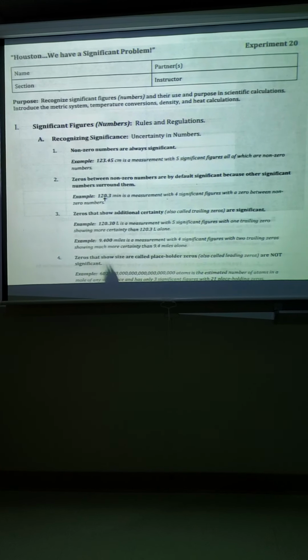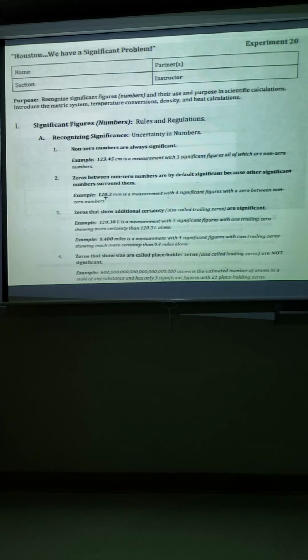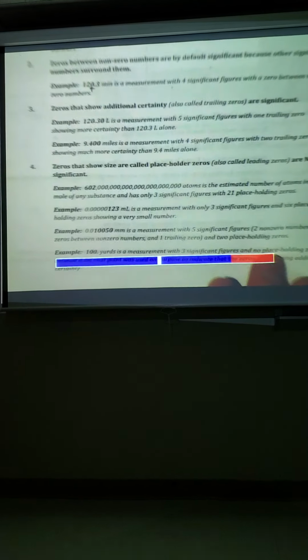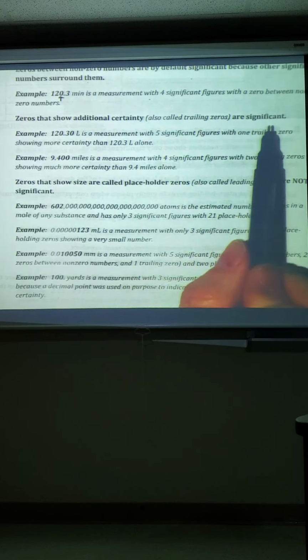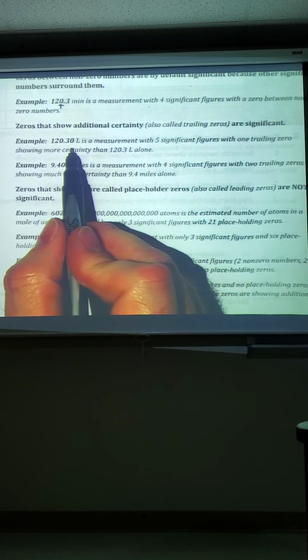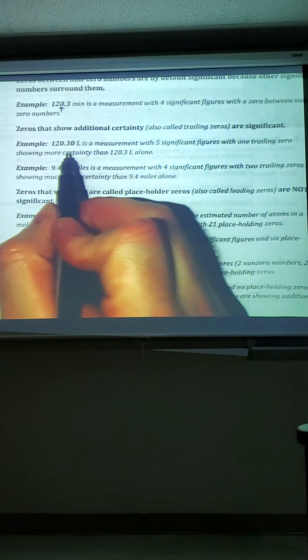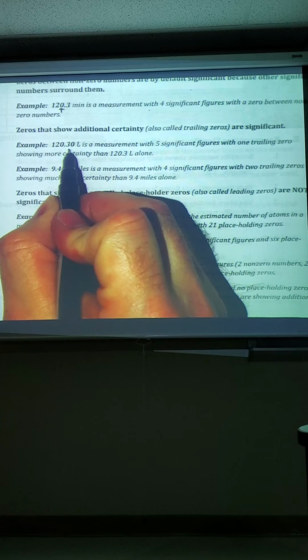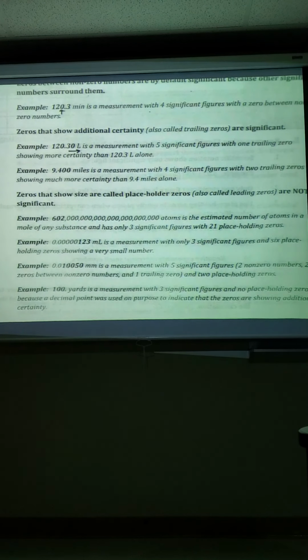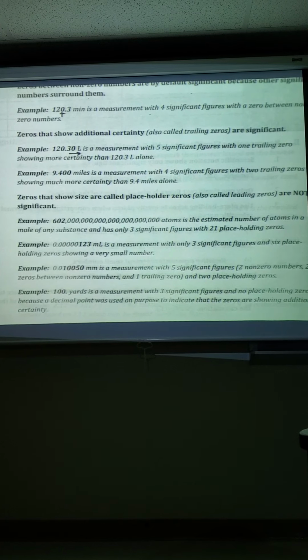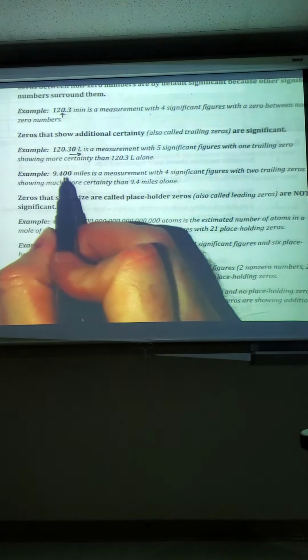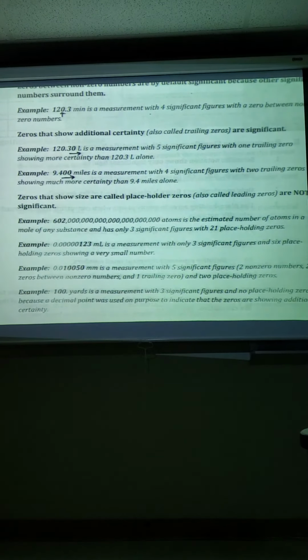Then we have to worry about zeros that are even more unique, and these are the ones students tend to have trouble with. If you're a zero that shows certainty, we call those trailing zeros. Those are significant. So here, if you're buying 120 liters of whatever, gasoline, who knows, notice this zero goes beyond the numbers. Because you go beyond, that's showing more exactness, more certainty. Those are the ones we want. So notice these are going past the number.